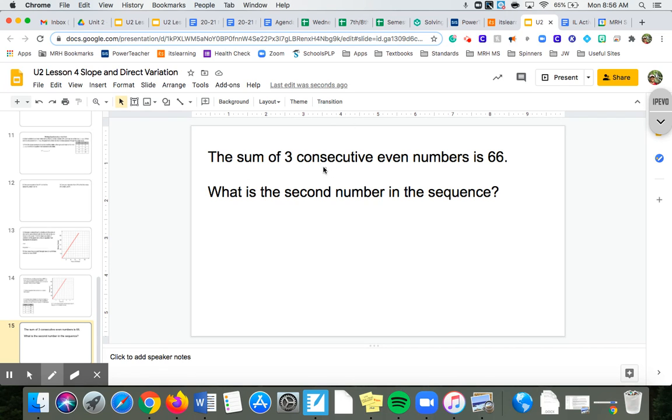So looking at this, you could use guess and check to do this, but really what I want you to focus on is being able to write and solve an equation to solve a problem like this. So the sum of three consecutive even numbers is 66. What's the second number in the sequence?